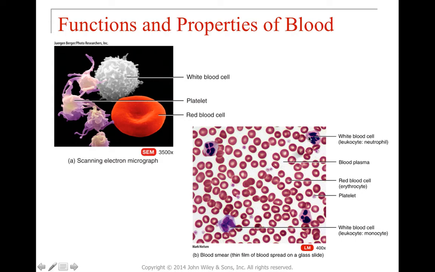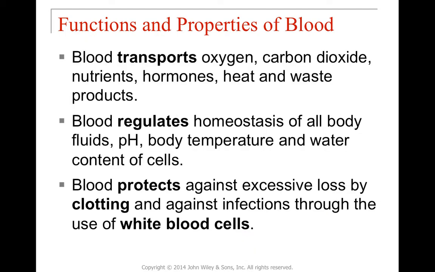We have a ton of different types of white blood cells. So this one is a neutrophil, this one is a monocyte. They're both going to be white blood cells, but they have slightly different functions. They do have immune response functions, but they're going to respond to different invading pathogens. We'll talk about that later on in the lecture.